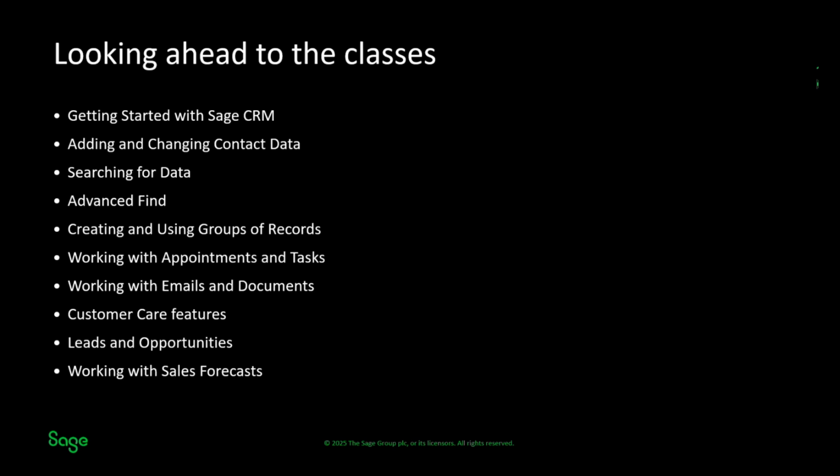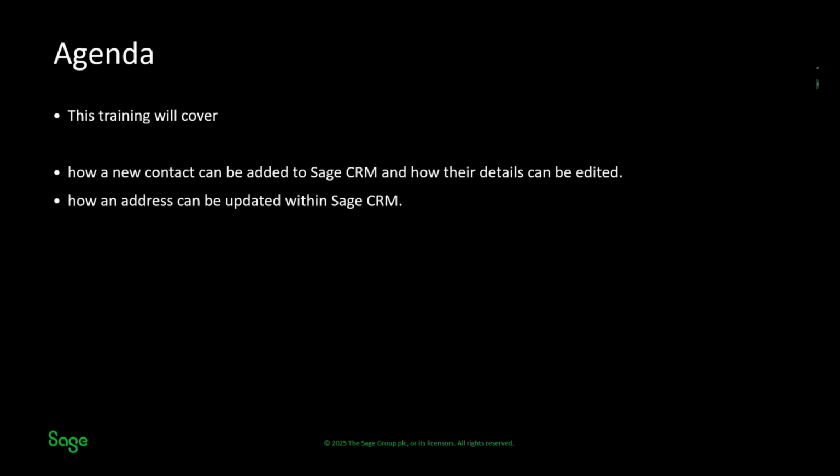And here we are. We're going to be exploring some of the key basic skills in using Sage CRM. In this lesson, adding and changing contact data, we're going to be looking at how we can add a new contact into Sage CRM, and that's a company and a person, thinking about individuals as well, and how their details can be edited, and the practicalities of how an address can be updated within Sage CRM as well. So all about managing a contact.